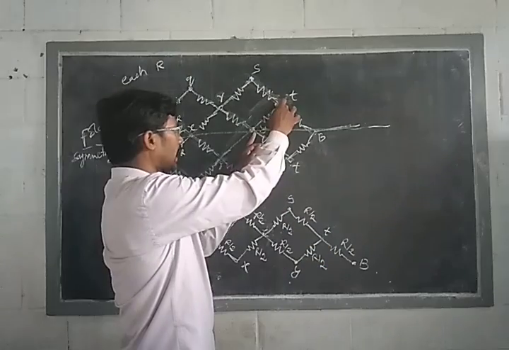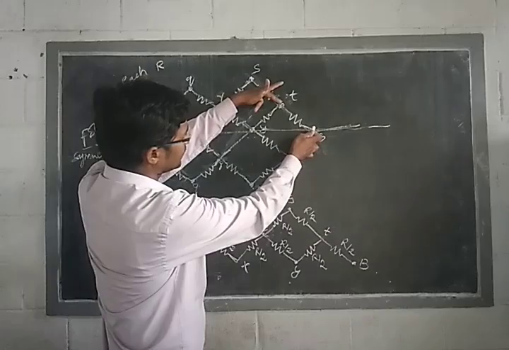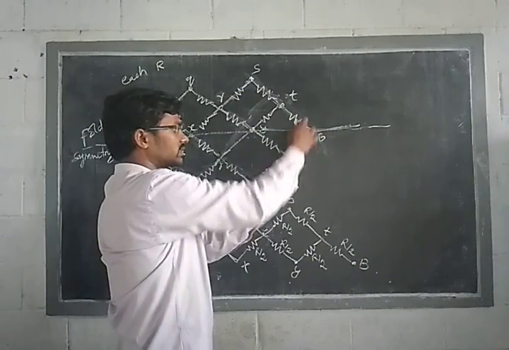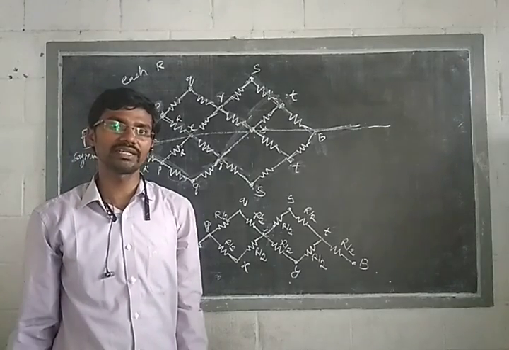Next, T and Y, R by 2. And finally, T and B, here also T and B have the same potential difference, and those two resistors are in parallel combination. That's all. Now you can find easily.